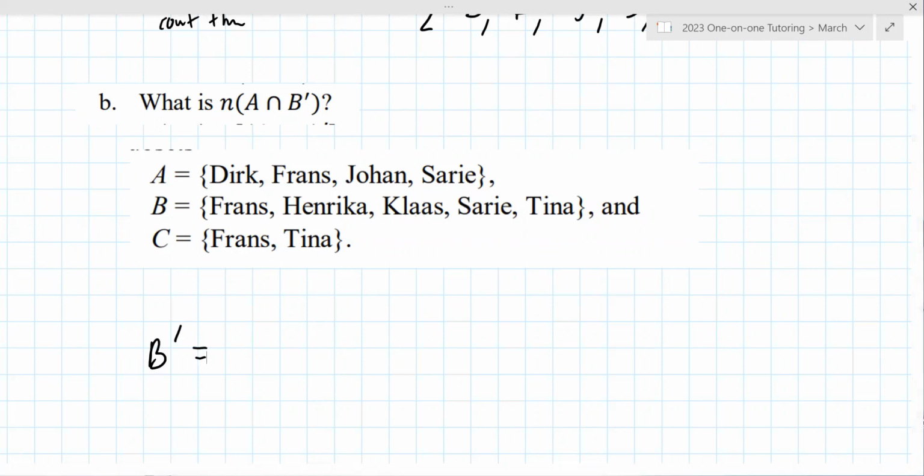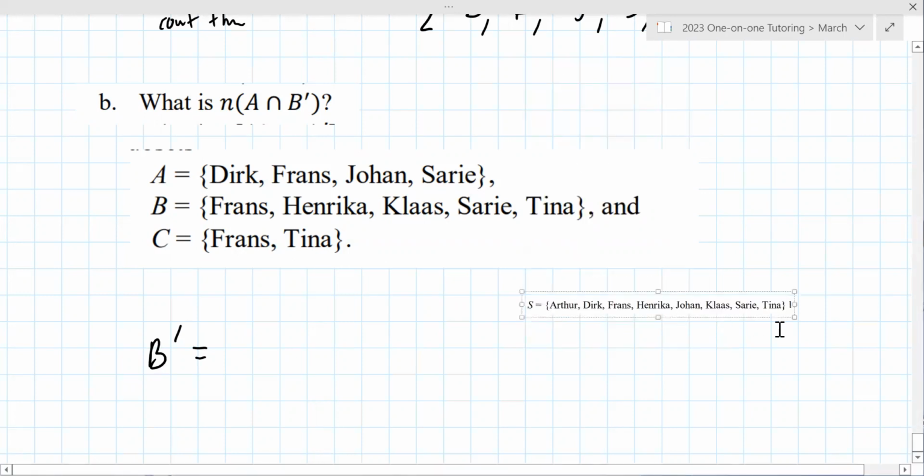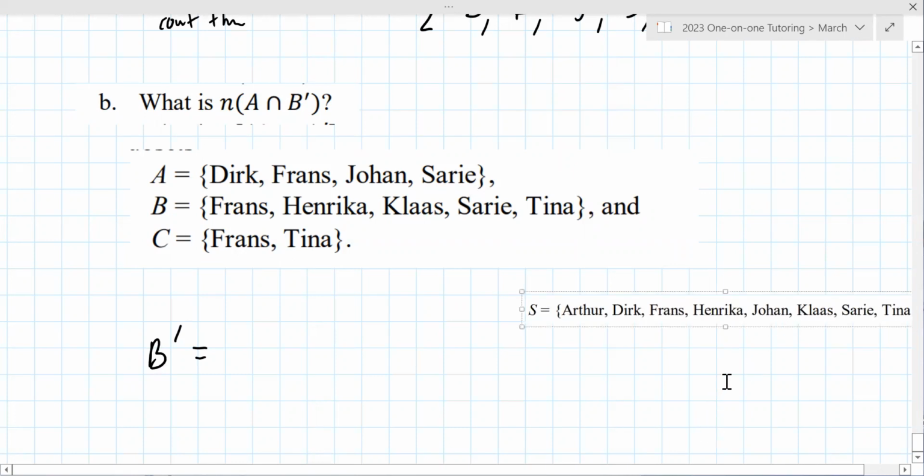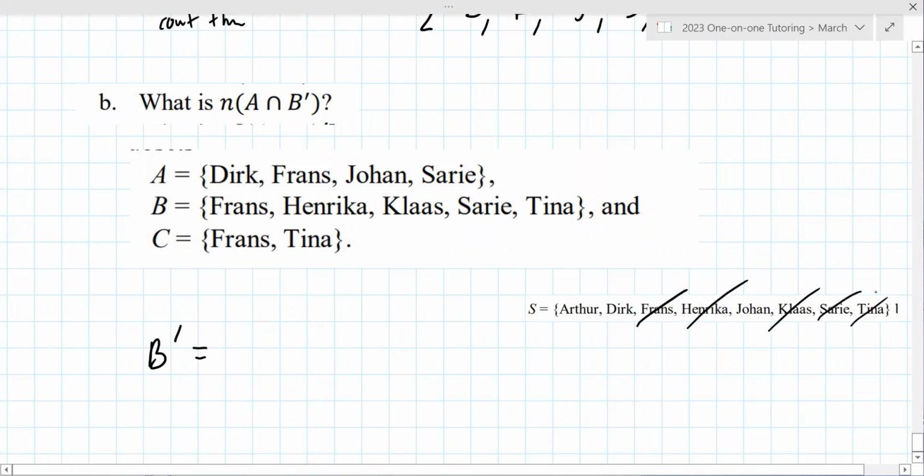You actually need to go back to the original, grab that for S. So you look at this original here and cross out the ones that are in both of them. So B naught is A, D, and J. Basically anything that's not in that list. Intersection, this upside down U, means both. They both have to be true.